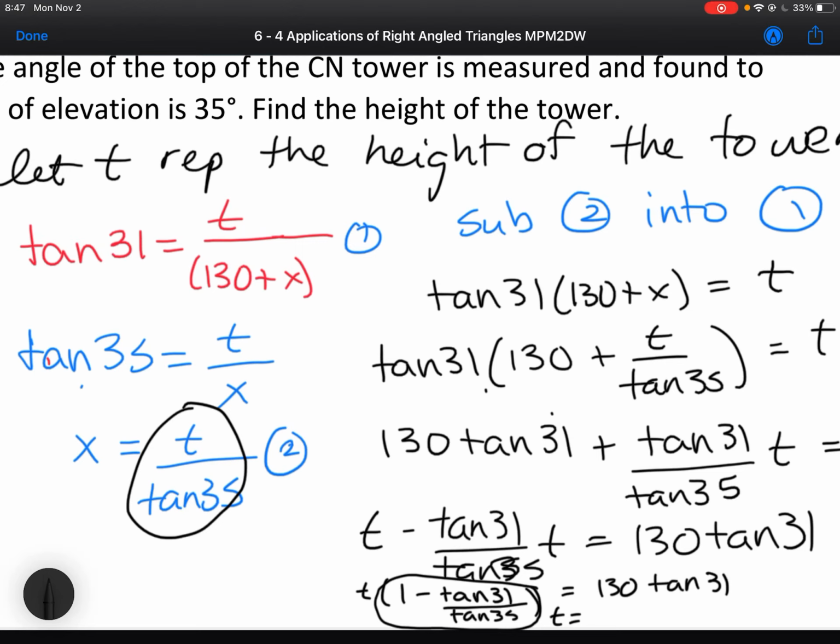So I've got 130 tan 31, and then I'm going to divide by 1 minus tan 31 over tan 35. You can do it in steps if you want to make sure that you're getting all the right values. And you should find that the height of the tower is 550.5 meters. The actual height of the CN Tower is about 553.